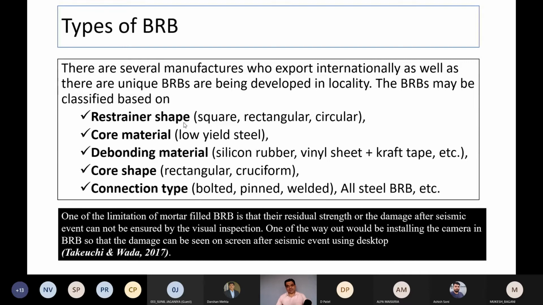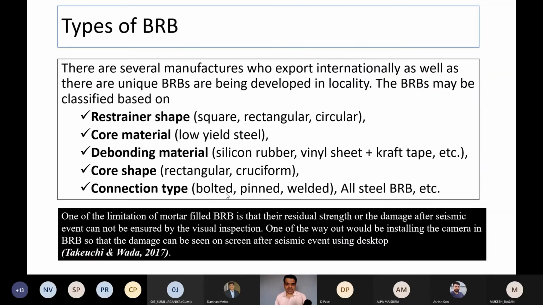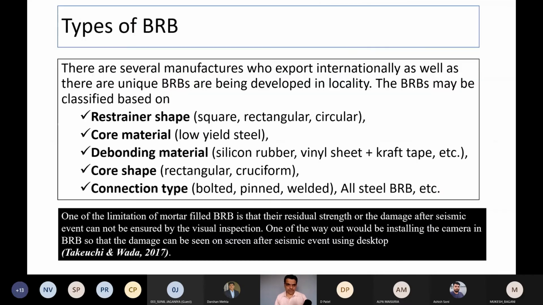The connection type is also varying. Like here we saw that the connection is bolted, right? But there are several different types of connections: bolted, pinned, and welded, which are again developed by different manufacturers. And also there is an all steel BRB. So in an all steel BRB, these two can be considered all steel BRBs, in which there is no concrete, there is no high strength mortar. So these are a few types of BRB, and again in one type we could have subtypes of BRB, right?